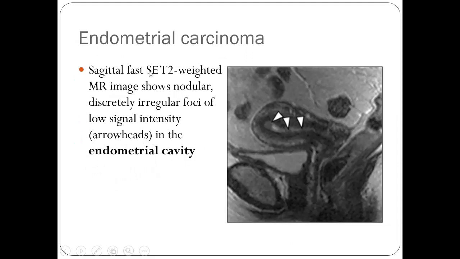In endometrial carcinoma, the sagittal T2 weighted MRI image is very important to detect the cancer, showing nodular, discretely irregular foci of low signal intensity or heterogeneous signal intensity in the endometrial cavity. And here, although it is small in size, it is infiltrating the junctional zone below. It's stage 1A. Here, this is the junctional zone, and here the junctional zone is indistinct.